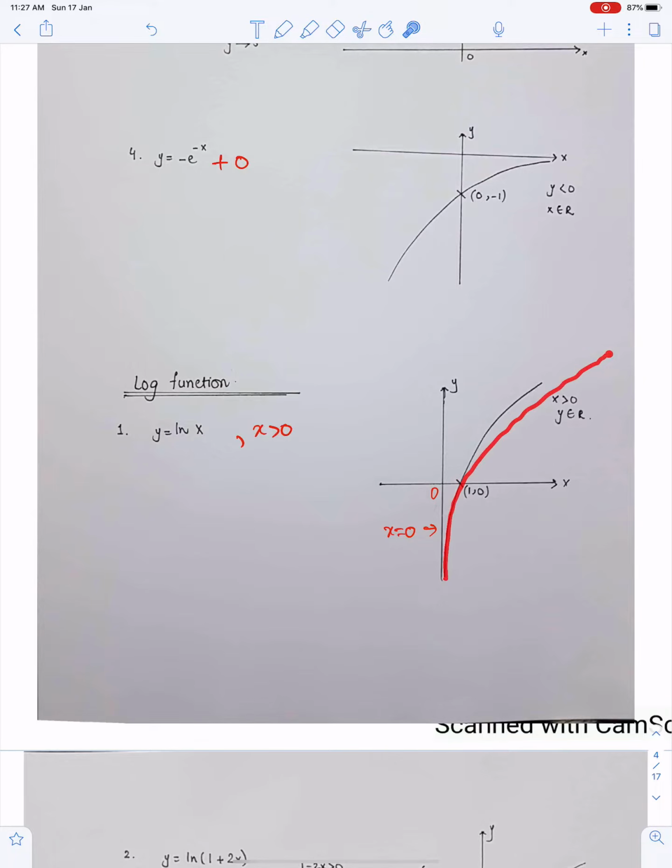This should be like this. Although this is fine, but the proper sketch would be like this.